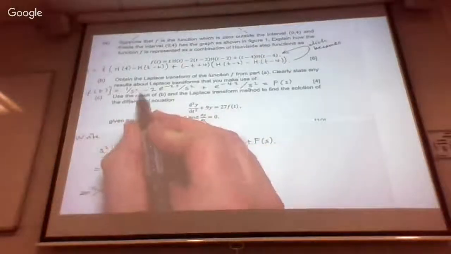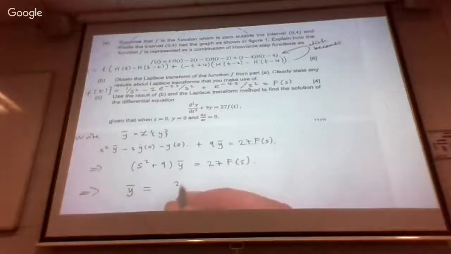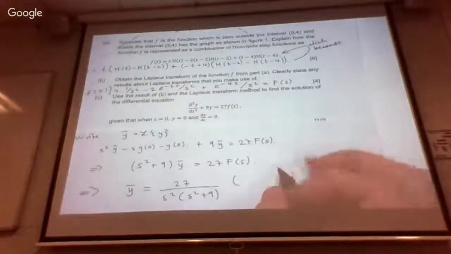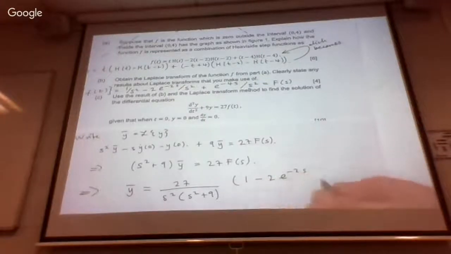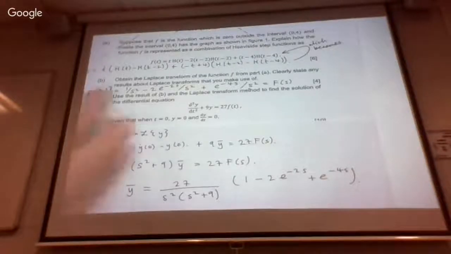Remember in f, the terms in f all have the denominator s squared. So I'm looking at 27 over s squared times s squared plus 9. And that's multiplied by these exponential bits, which is 1 minus 2e to the minus 2s plus e to the minus 4s. Now it makes sense to leave those packaged together.